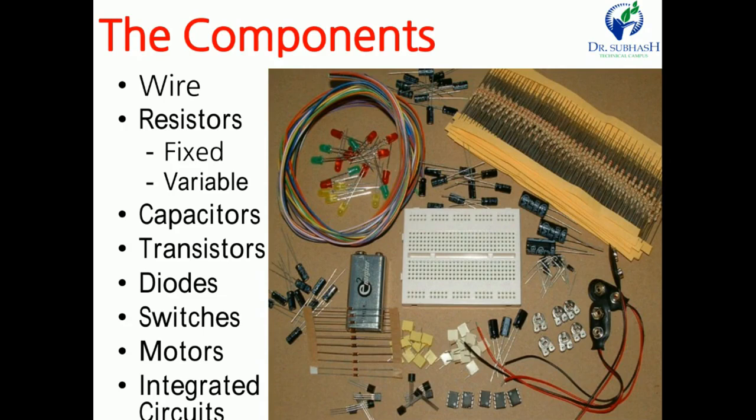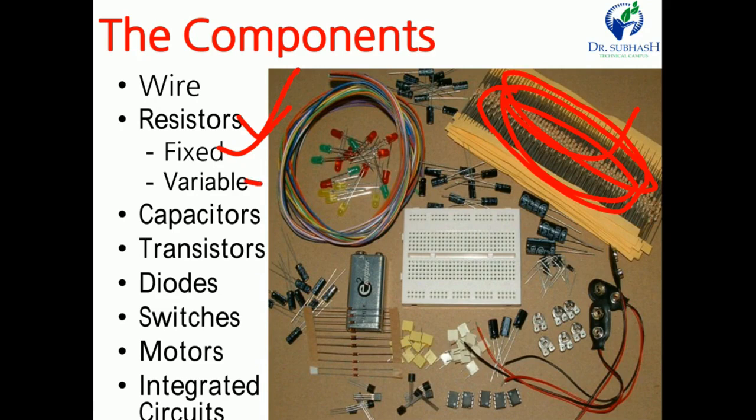Now the next one is the resistor. A resistor is required if you want to limit the current. There are two types of resistor: fixed value resistor and variable value resistor. A fixed value resistor is one where the manufacturer fixes the value of the resistor. In the figure, these are all fixed value resistors, which means we cannot change their value.